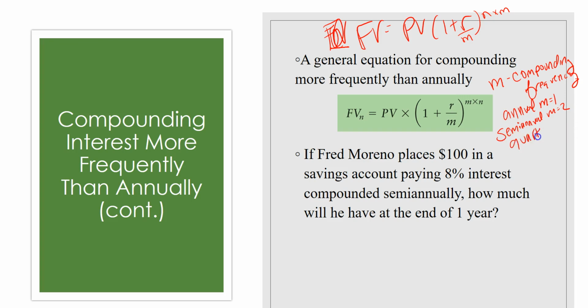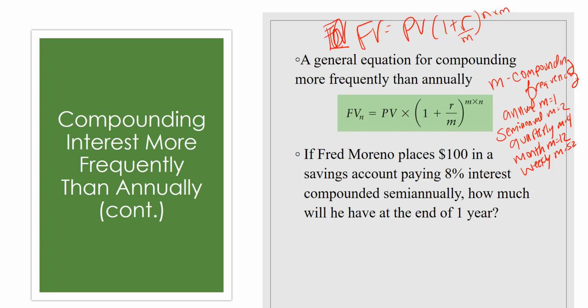Quarterly, m is 4 because there are 4 quarters in a year. Monthly, m is 12 because there are 12 months. Weekly, m is 52 because there are 52 weeks in a year. So you can see how this progresses. M is just how many times that time period is divisible into a year.